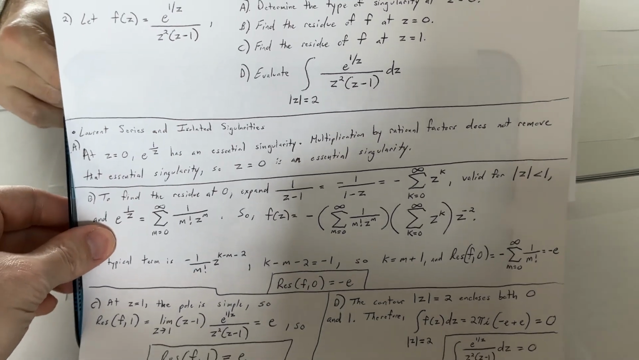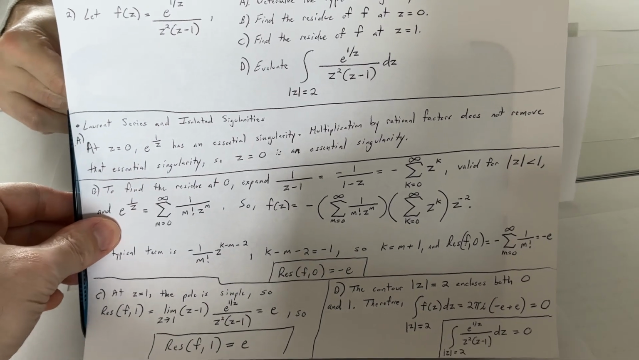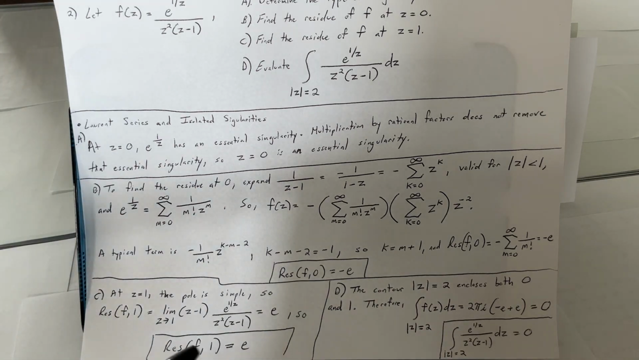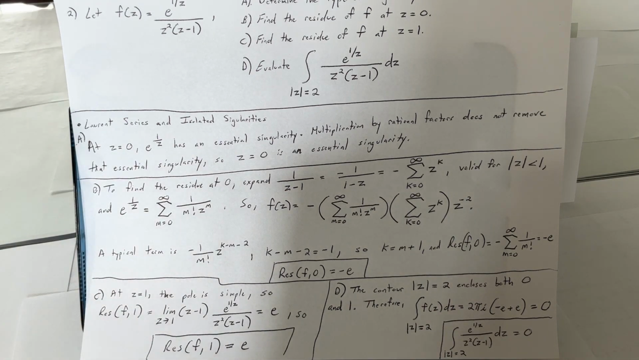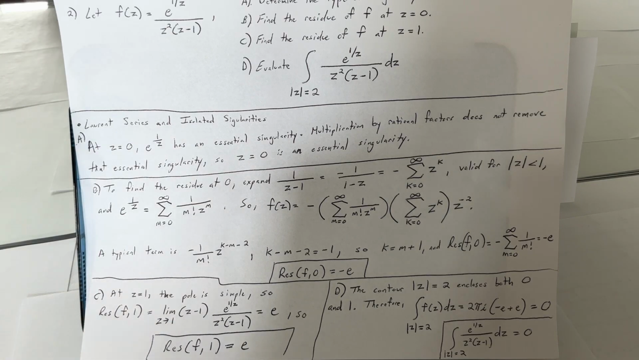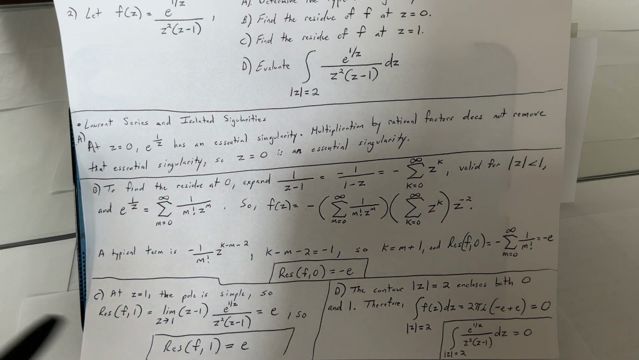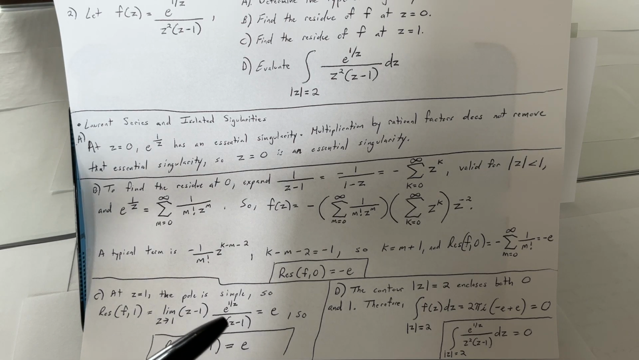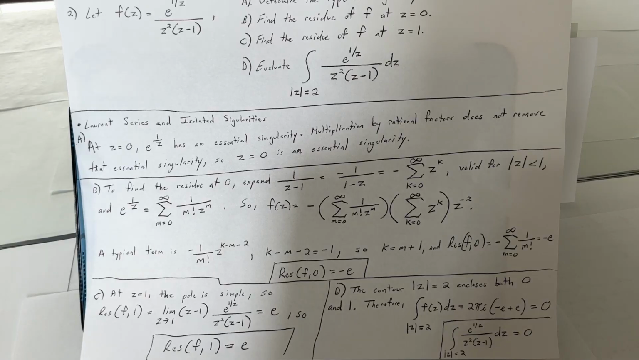At z equals 1, the pole is simple, so this residue is going to be the limit as z approaches 1 of z minus 1, times e to the 1 over z, divided by z squared times the quantity z minus 1. So that gives us positive e. So the residue of f at 1 equals e.